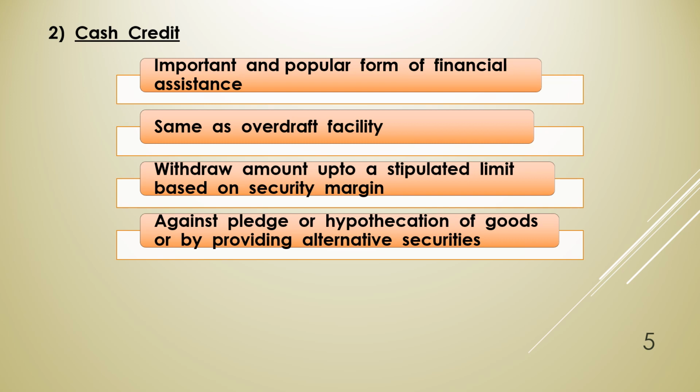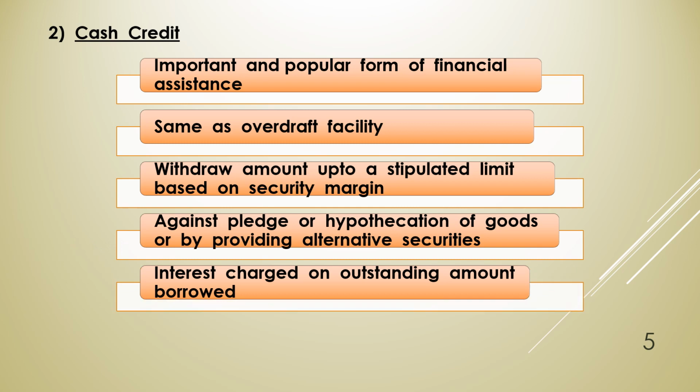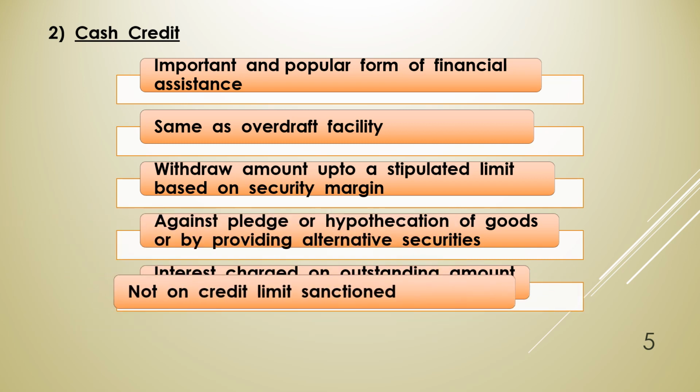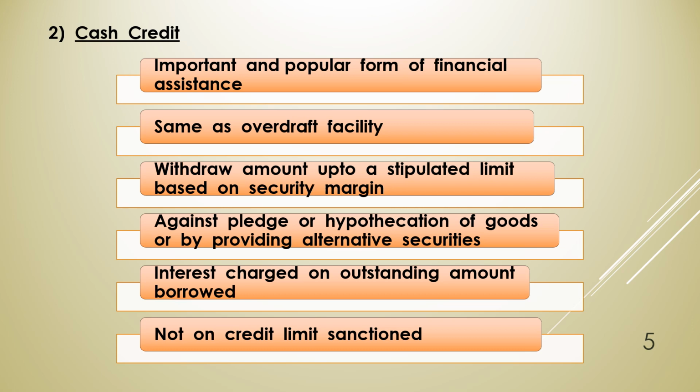which means that in case of cash credit, the business organizations are required to provide stock of goods or other current assets in the form of security. However, in overdraft facility, they have to provide fixed assets as security. Lastly, interest is charged on the outstanding amount which is borrowed and not on the credit limit which is sanctioned by the bank. So, cash credit is another short-term loan facility which is provided by the commercial banks.